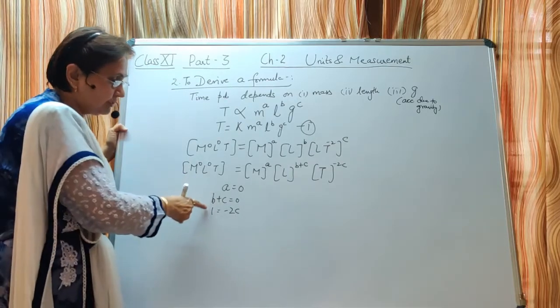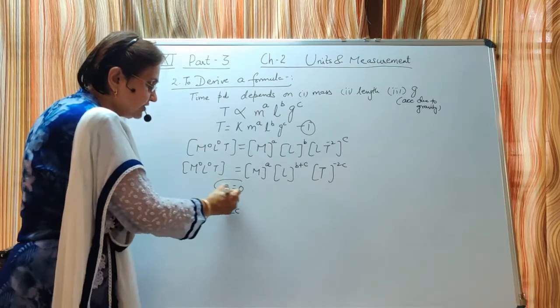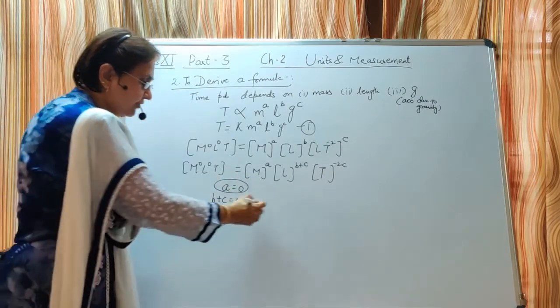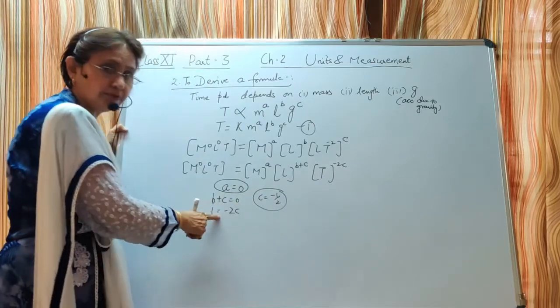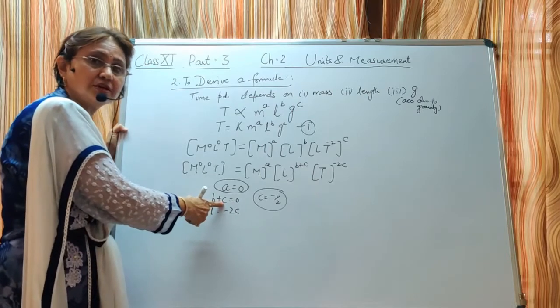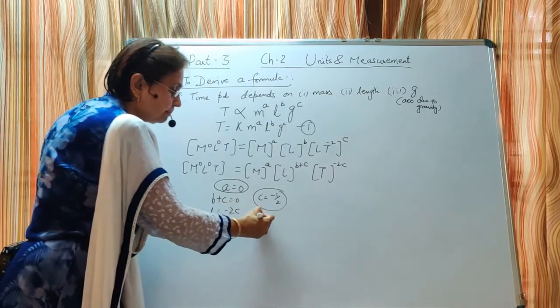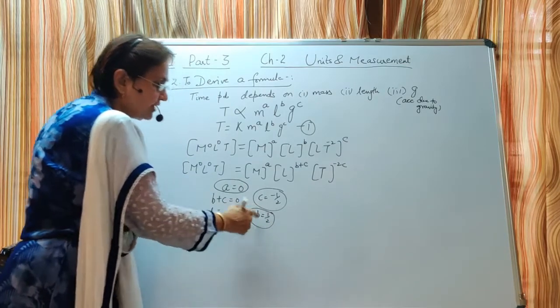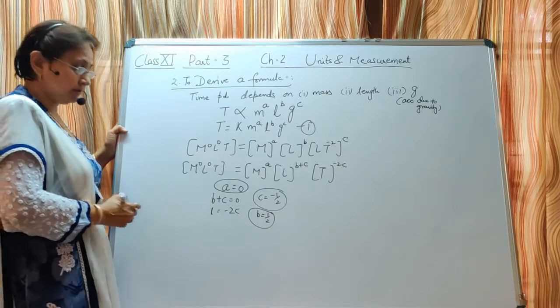We have got 3 equations and 3 unknown terms. So A, B, C can be determined. A is equal to 0 already here. From the third equation C is equal to minus half. Okay, substitute C is equal to minus half over here. So B will be equal to plus half. So here we have got A, B and C. Now substituting in equation number 1.